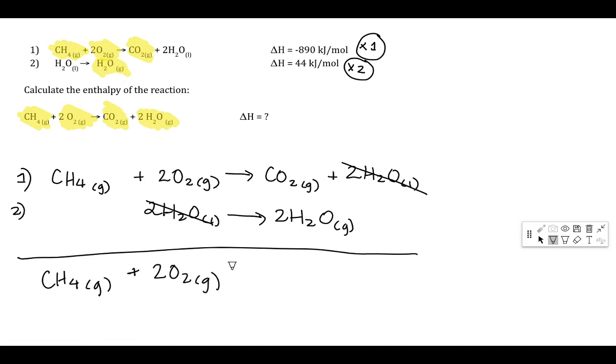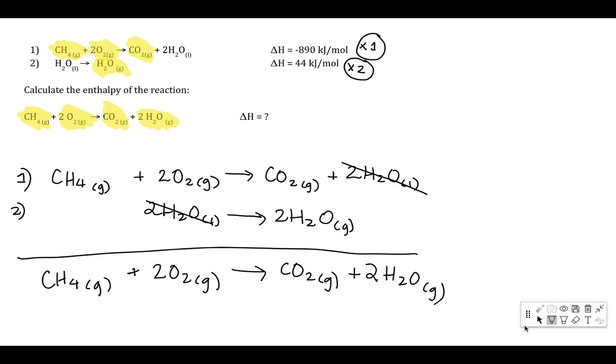2O2 gas gives you CO2 gas plus 2H2O. So if you see here, this is exactly my target equation. So I'm pretty happy with that. The only thing I have left to do is account for these differences in these numbers and add them up to find the delta H for the target equation. So the delta H for the first one did not change.